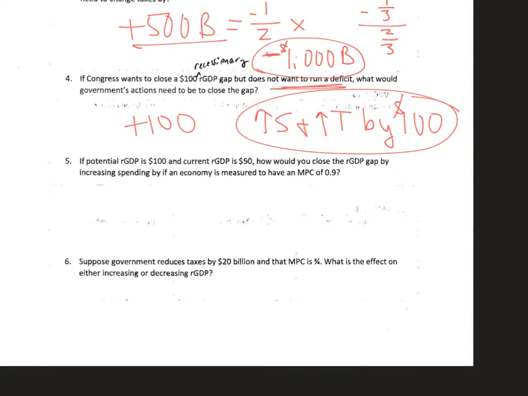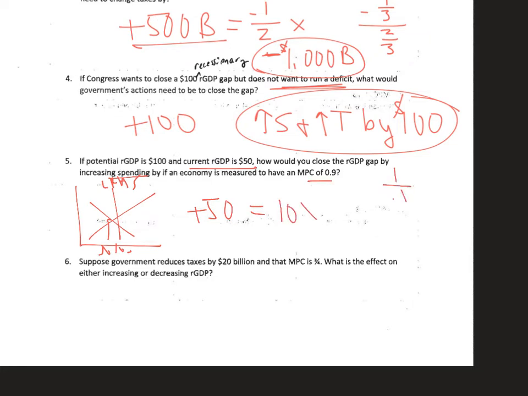Number 5, so kind of connecting, if potential GDP is 100, so our potential comes from the LRAS curve, right? And current GDP is 50, so we're in a recession. And that's a recessionary gap. We want to boost GDP by $50. How would you close the real GDP gap by increasing spending if the economy measured MPC of 0.9? So 1 over 0.1 would be 10. So we want to increase spending by $5 to close the gap.